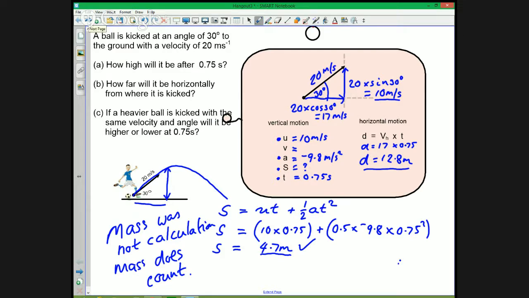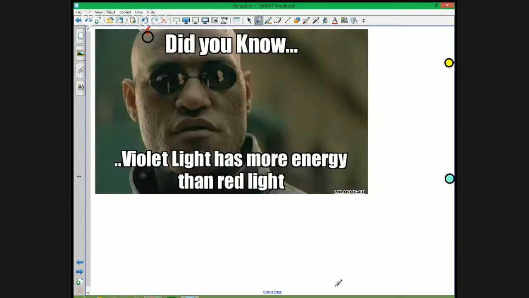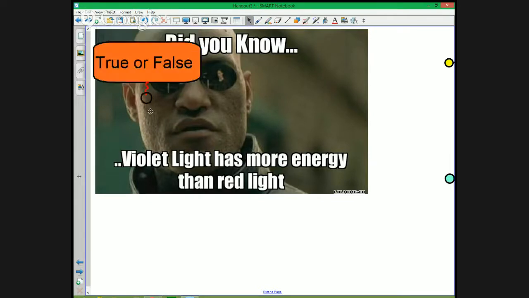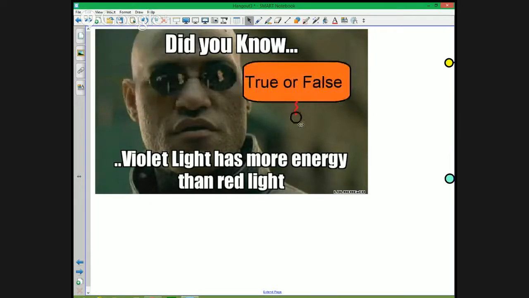And what will it be? Well, let's take a look. It's one of these questions. Did you know violet light has more energy than red light? Now, how do we know that's true? Is that true or is it false?